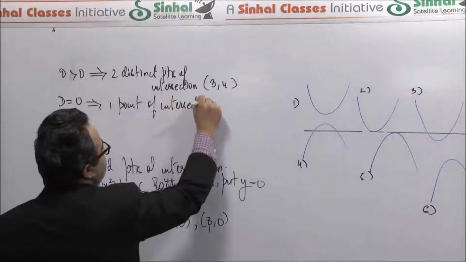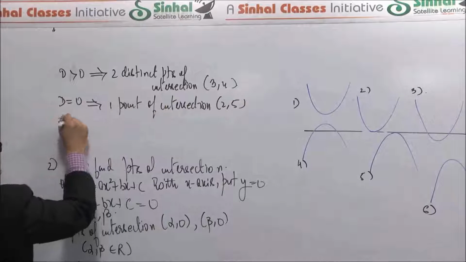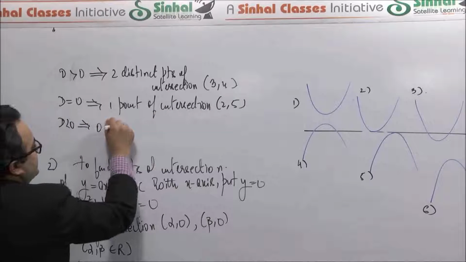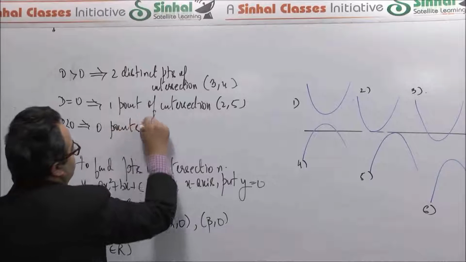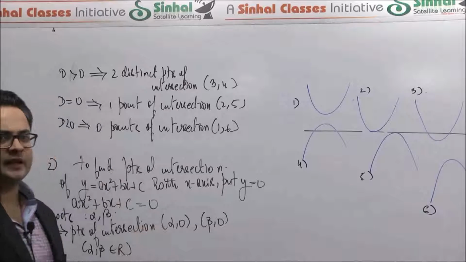That's one point of intersection, which is cases 2, 5. And discriminant negative basically means 0 points of intersection. This is very important again from the point of view of solving inequalities.